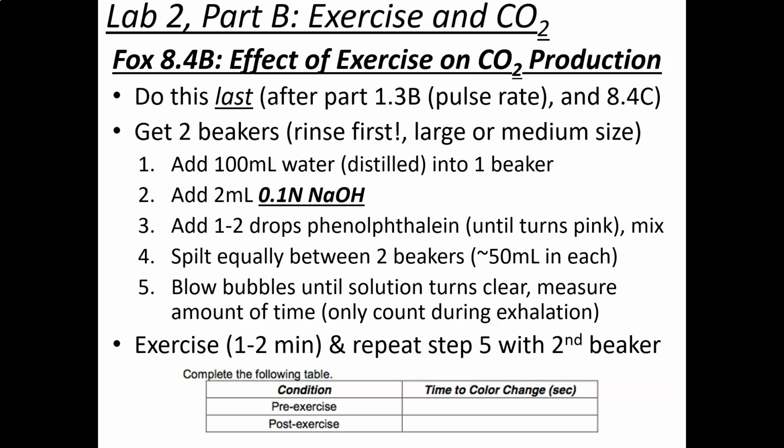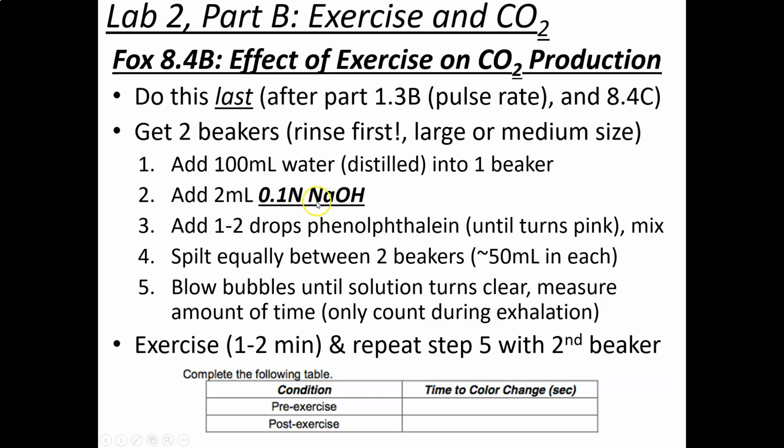Then what we do is we put 100 mLs of water into 1 beaker. Okay, so we're going to start with water. Then we're going to add 2 mLs of what's called 0.1 normal NaOH. This, compared to the NaOH we use in the first part, is a really, really weak base. What it's going to do, it's going to take the pH from 7, right, because we just have water, up to about 8 or so, maybe 8.5, certainly probably not as high as 9.